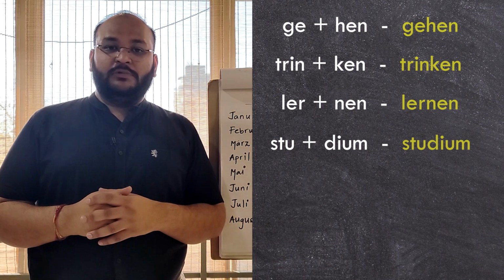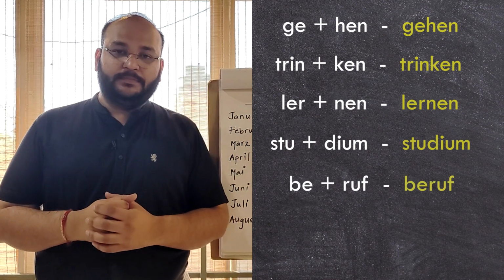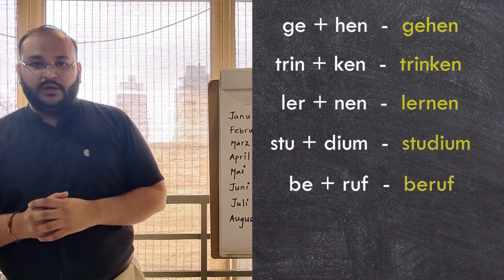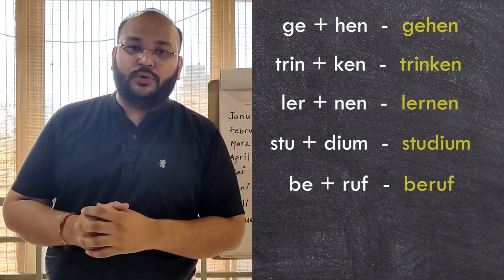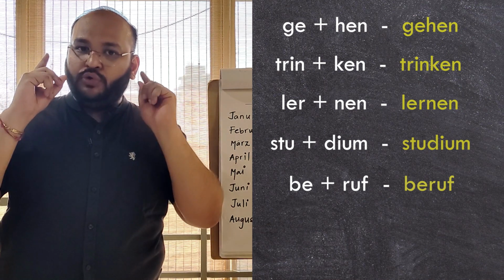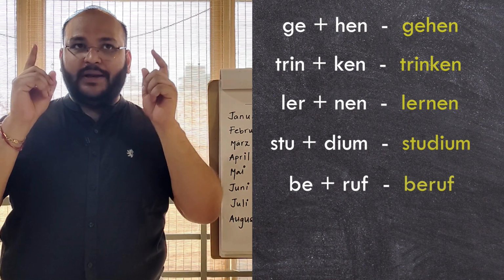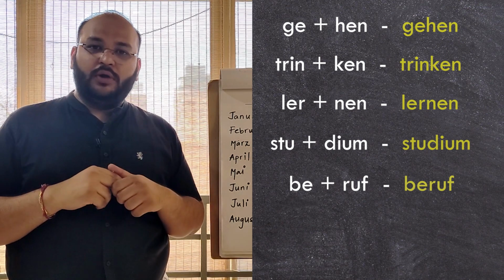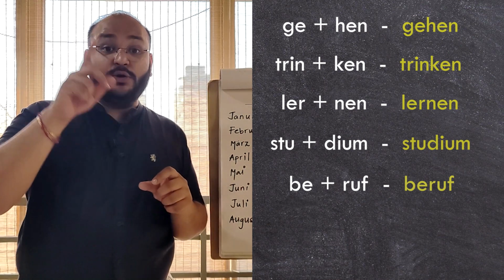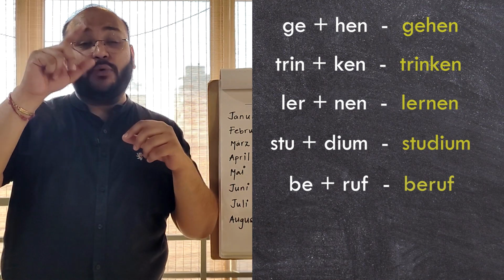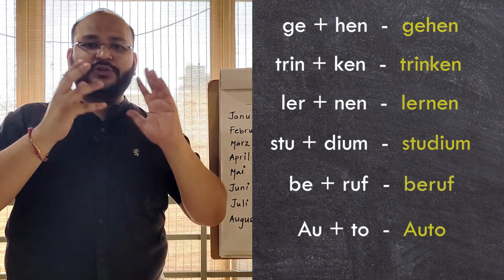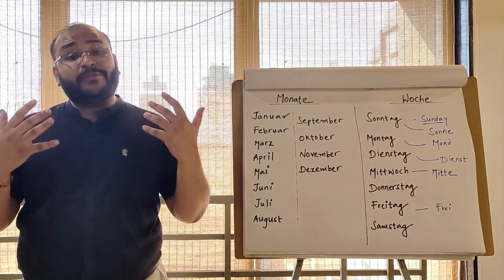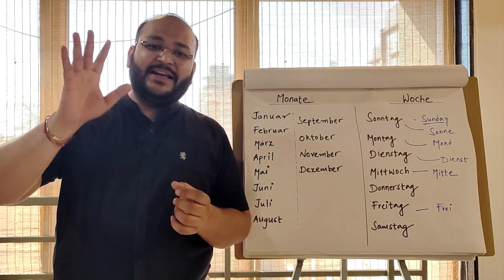And so the word is Beruf. B-E-R-U-F. Pretty simple, I hope. Okay, last word: Auto. Ow, two vowels. Which combination is pronounced as ow? A-U. A-U is ow. Ow is A-U, to is T-O. So A-U-T-O, Auto. I hope it's clear. In case of any doubt, you know how to reach me. Till then, bye-bye.